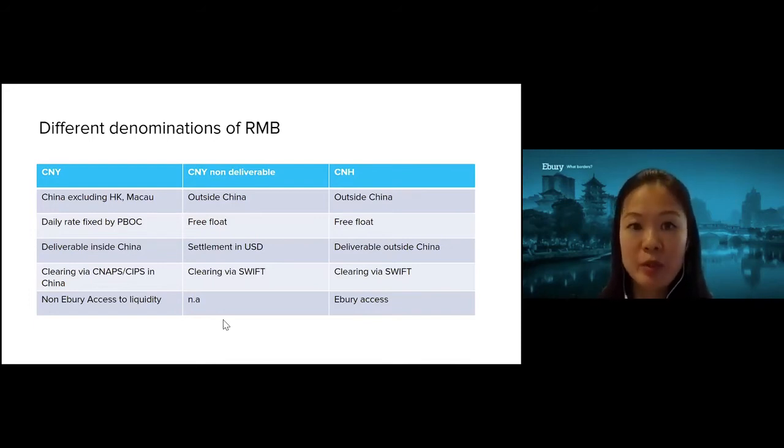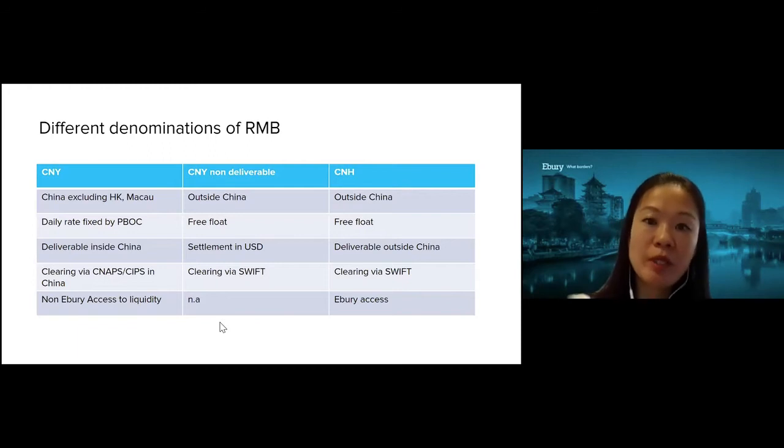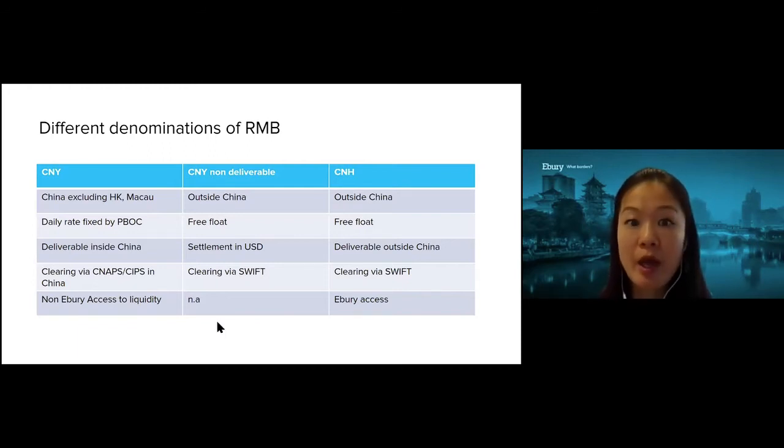So the difference between CNY non-deliverable and CNH is that with CNY non-deliverable, you cannot settle directly in RMB, but you have to settle the equivalent amount in USD. Whereas CNH is free float, of course, because it's outside China and it's fully deliverable. This differentiation between CNY, CNY non-deliverable, and CNH depends purely on where the currency is trading and where you're getting the liquidity.